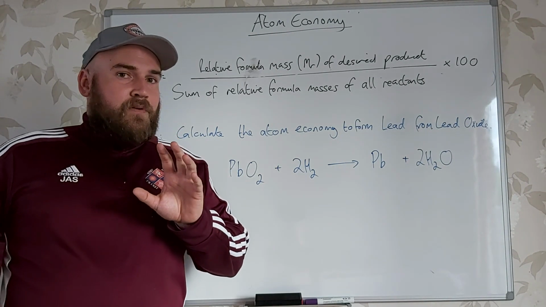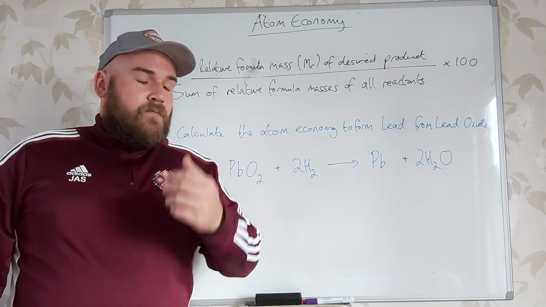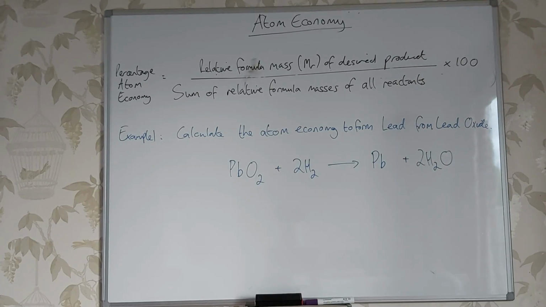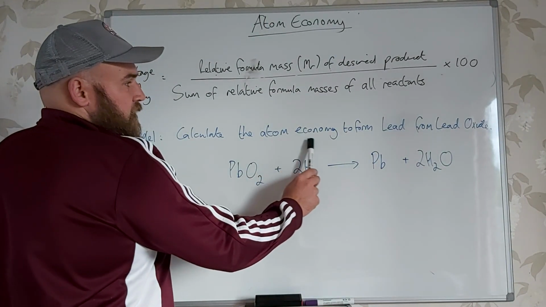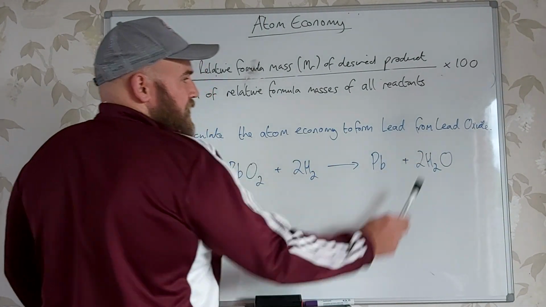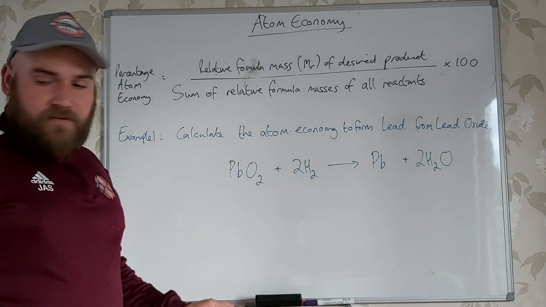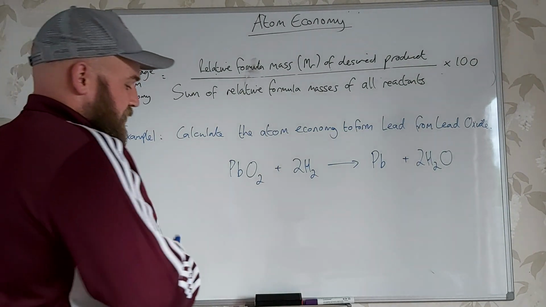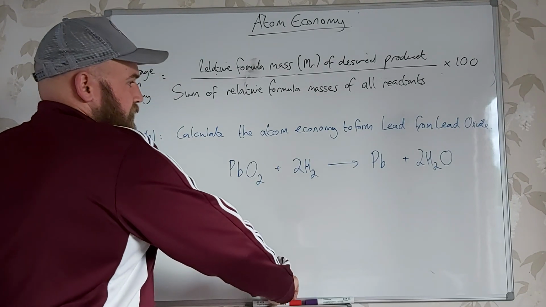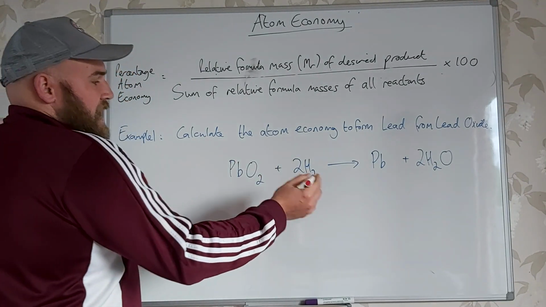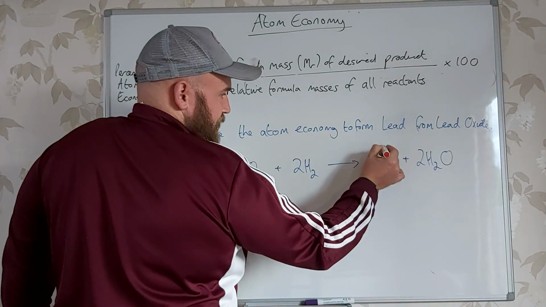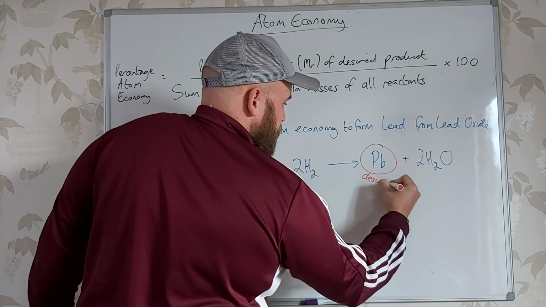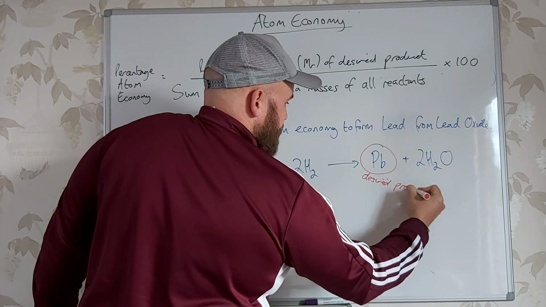So I'm going to walk you through an example now, and then a couple of examples and set you off with some other questions. So have a look at this question here. It says, calculate the atom economy to form lead from lead oxide. So we need to find out where lead is in this particular equation. So lead on its own, Pb, is that. So that is our desired product.